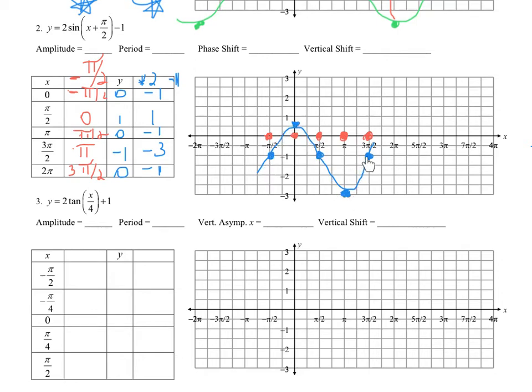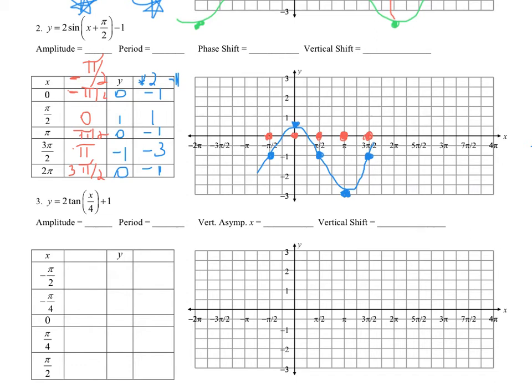Now if I wanted to, I could keep repeating this wave up and down, all the way through my graph. But I only need you to do one wave for me, one period. That would be great. Okay? And that's all there is to that.